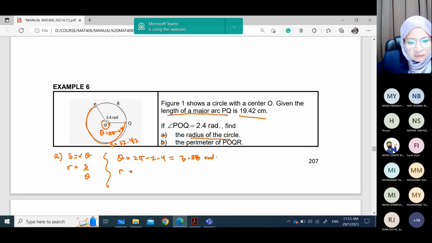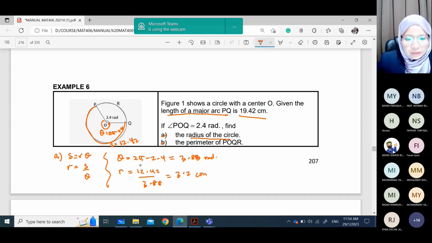Okay, so therefore the R here is S over theta. So kita masukkan S. So S is 12.42 over theta 3.88. Masuk je macam tu. 12.42 divided by 3.88. So radius is 3.2 cm. Okay, ini radius dia. Radius adalah 3.2 cm.